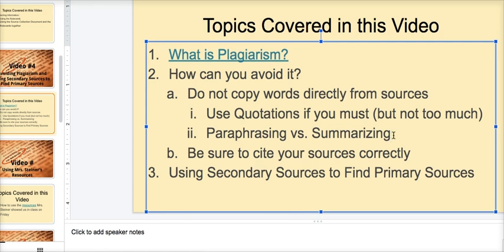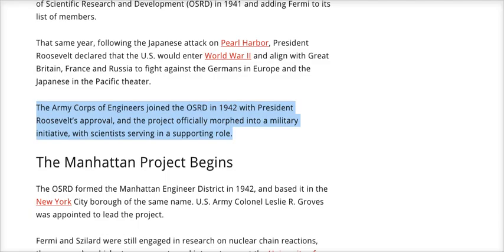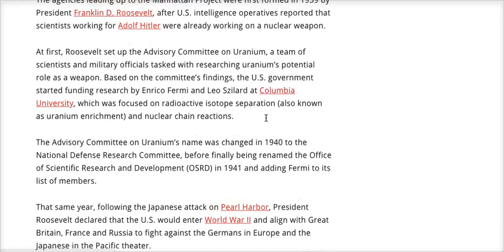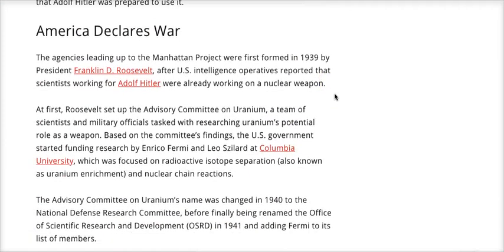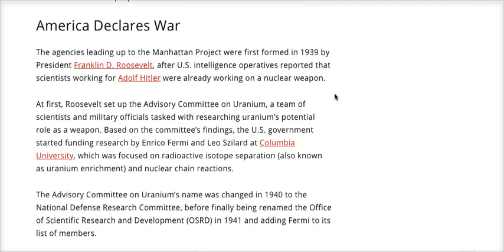If not, ask your social studies or language arts teacher to give you a little bit of assistance in how to paraphrase or summarize. Make sure you're citing your sources correctly. We talked a little bit about that already. And so finally, we're going to get to using secondary sources to find primary sources. So as you are reading your secondary sources, you should be on the lookout for things that you could search for that might lead you to primary sources.